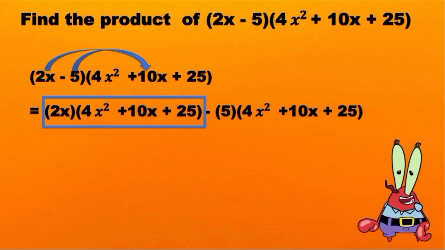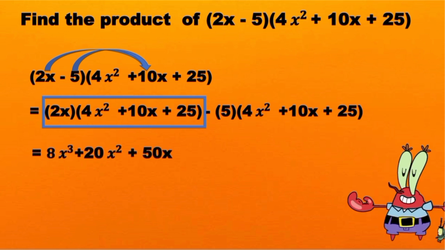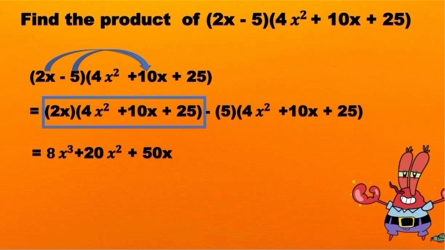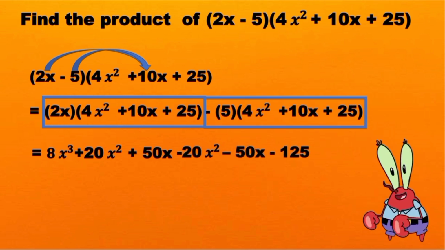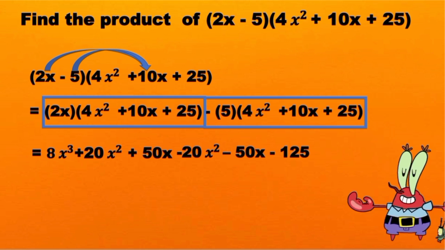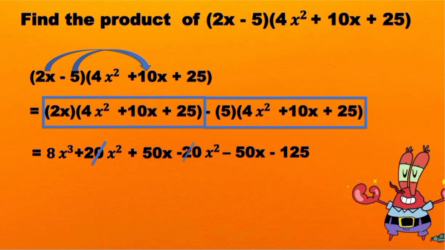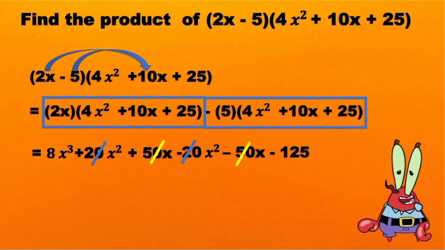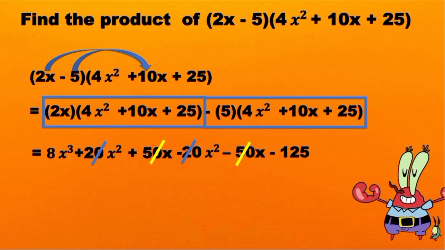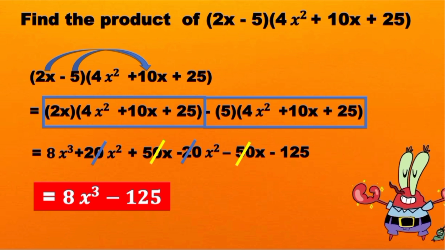We have 8x cubed plus 20x squared plus 50x. And for this factor, our product is negative 20x squared minus 50x minus 125. Now we can cancel out 20x squared and negative 20x squared. We can also cancel out 50x and negative 50x. So our final answer is 8x cubed minus 125.